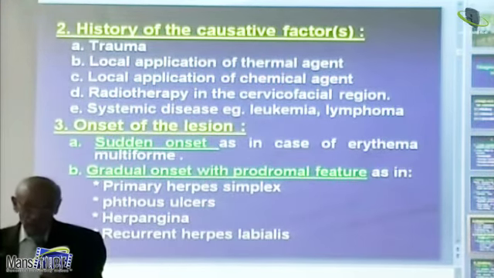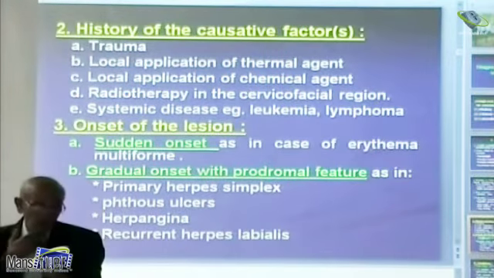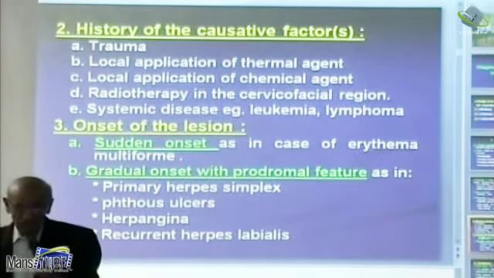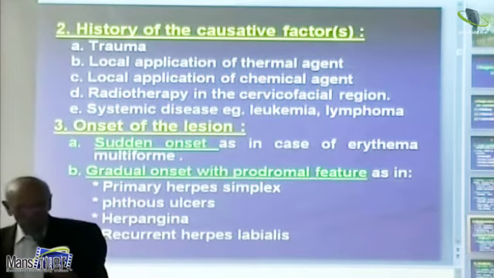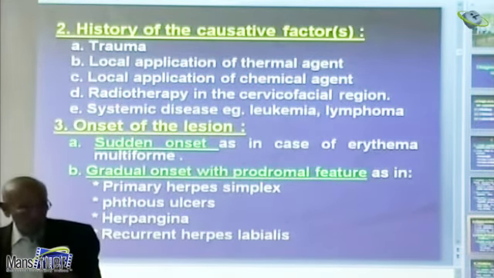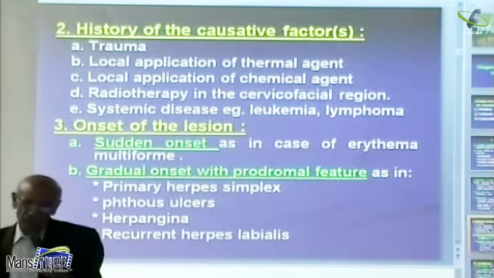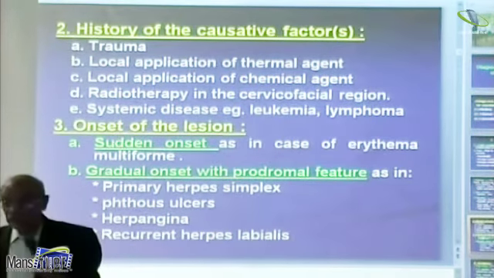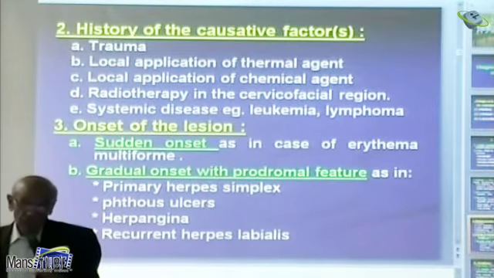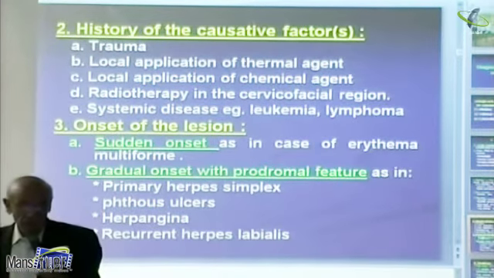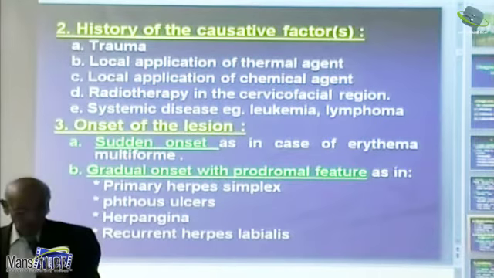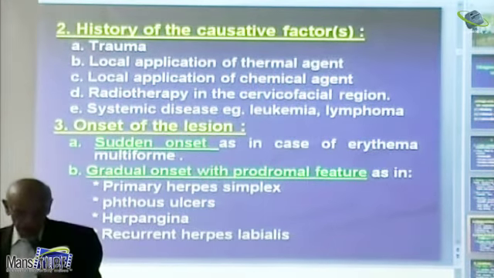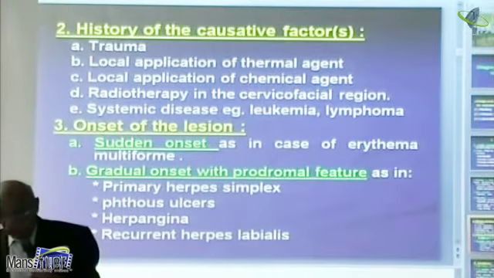Patients who are receiving radiotherapy for treatment of thyroid or basal cell carcinoma here, or of the parotid gland, for example due to malignant pleomorphic adenoma, and the whole face is passed by the rays of radiation, will develop radiation mucositis. Systemic disease, for example, leukemia, lymphoma. Onset of the lesion, the time the disease started and how it was, as in the case of erythema multiforme. That happened as in erythema sometimes.